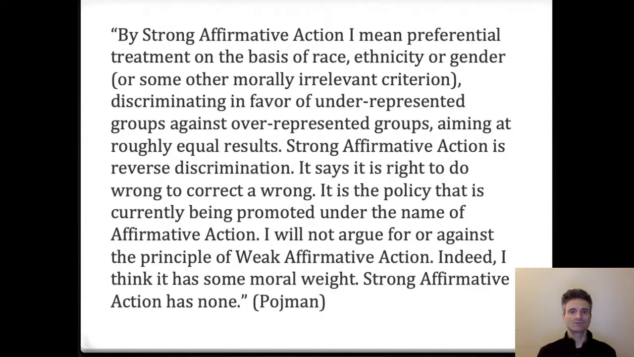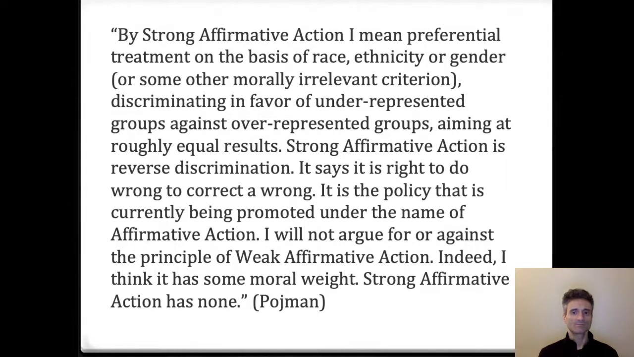What kind of discrimination? It is a form of reverse discrimination. It's a form of discrimination on the other side of the spectrum, just like people discriminate against, say, homosexuals or people of color. Well, the proponents of affirmative action also discriminate against the majority. And it's not right. Whether it's minority or majority, it is not right, according to Poyman. So strong affirmative action says it is right to do wrong to correct a wrong. That's essentially what it says.